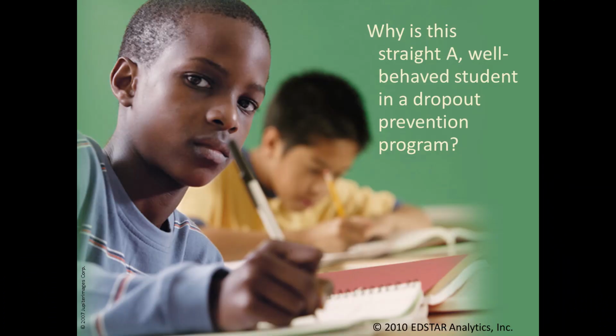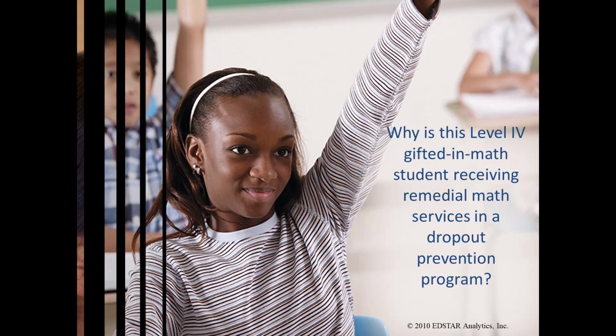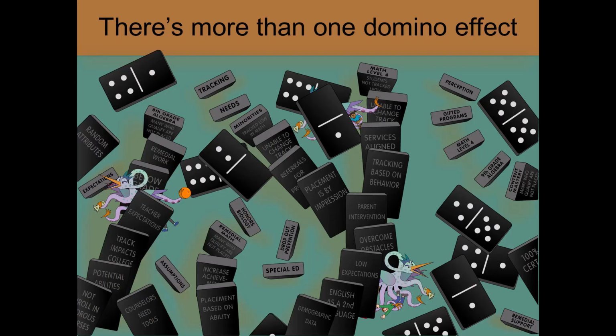Dropout prevention programs are another case in point. EdStar Analytics has evaluated dropout prevention programs in more than 80 high schools. School counselors often identified at-risk students based on demographic data to refer to the programs, and this led to services being provided to students who didn't match the target population description. In some cases, up to 85% of the students in these programs did not meet the criteria. The programs were serving high-achieving students who had never been suspended, didn't have absentee problems.